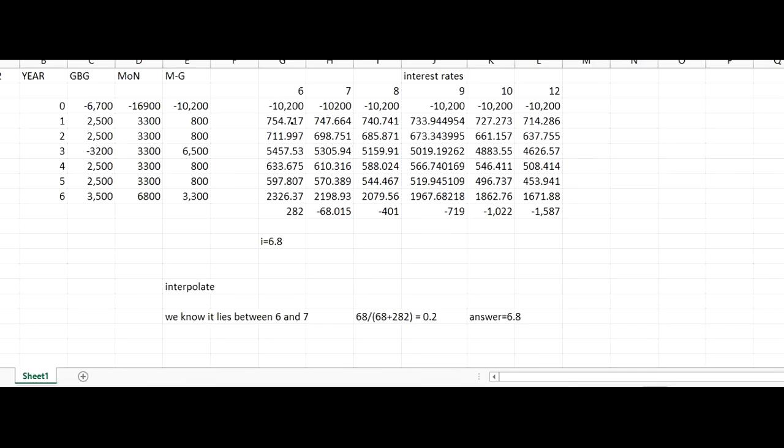So here is the Excel sheet, and you have been given the values as 0 to 6, and case 1, that is GBG, and case 2 as MON. Let me take the pen tool. Here this column takes the difference of both, and here we have done some calculation for different interest rates. So we'll see how it can be done.